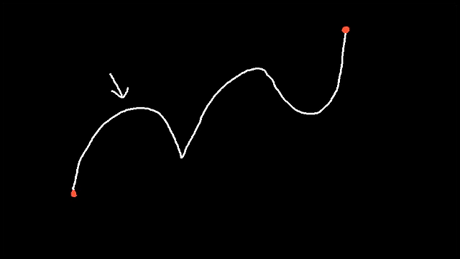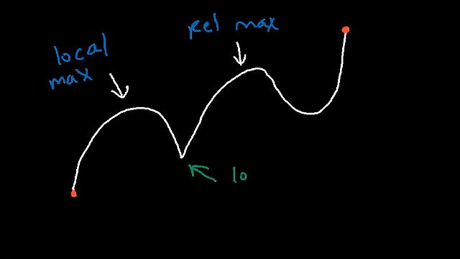Now let's say we have a function that looks like this. Identify all the extrema on this graph. So here we have a local max, and at this point we have a local or a relative max. At the cusp we have a local minimum, and at this point this is a relative or a local minimum.